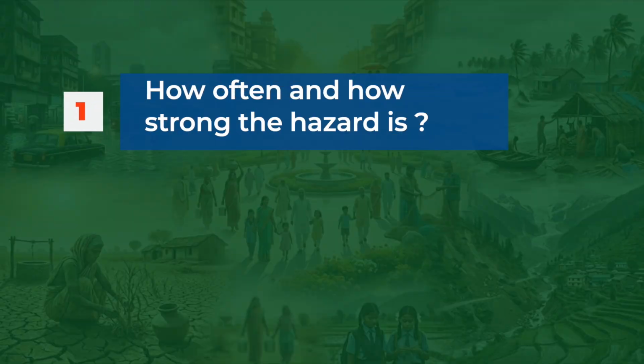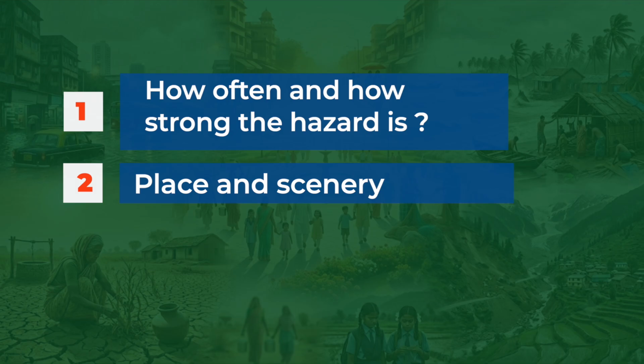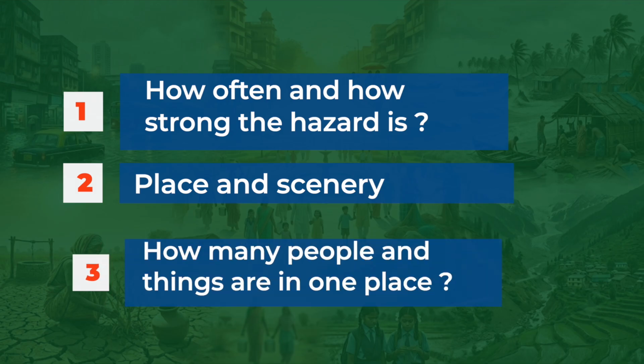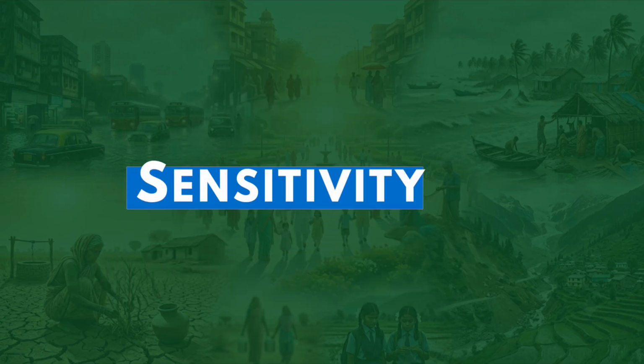The first is how often and how strong the hazard is. The second is place and scenery. The third is how many people and things are at one place. Now the second concept, as I explained, sensitivity. This is the amount of harm that catastrophes can do to people and also to infrastructure.